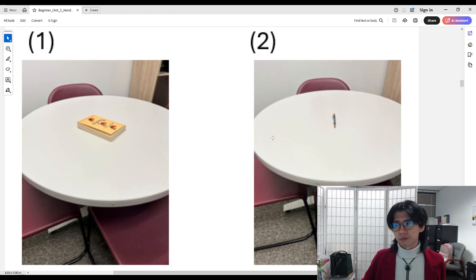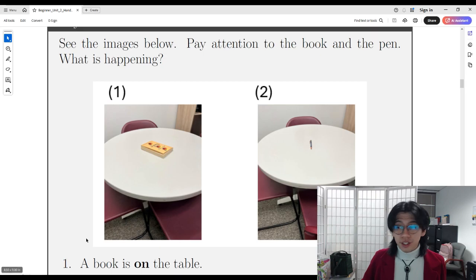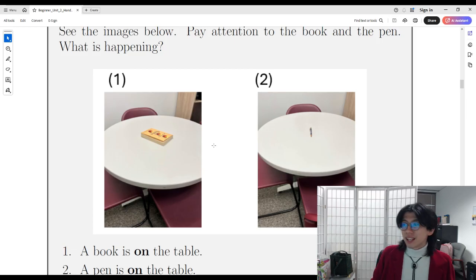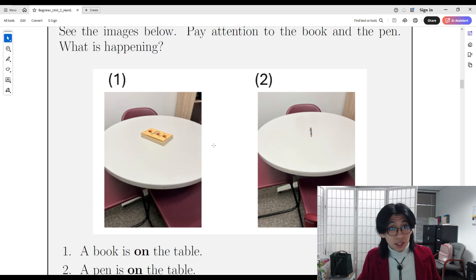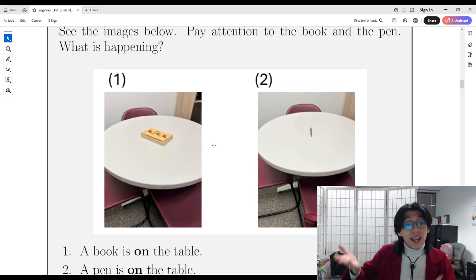Let me show you. In the case of number one, a book is on the table. Okay, a book is on the table. And why can we say that? Because the book is physically touching the surface of the table. So we can use the preposition on whenever an item or a person, it doesn't matter. It could be a person, it could be an animal, it could be an item.